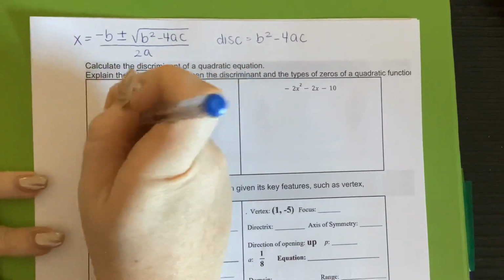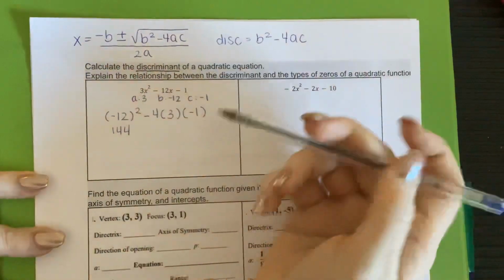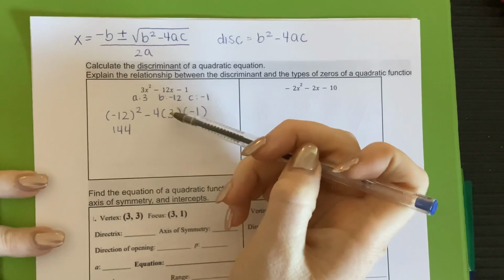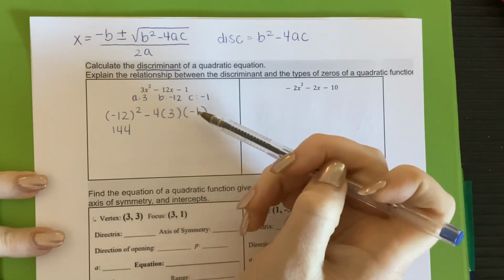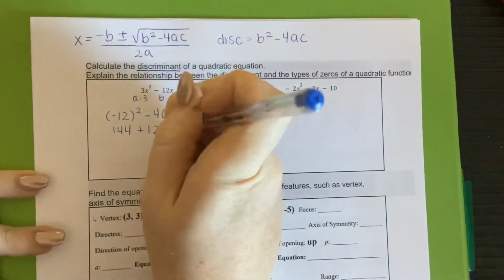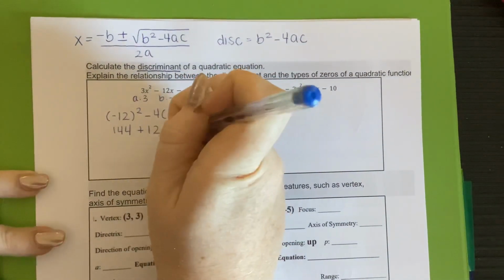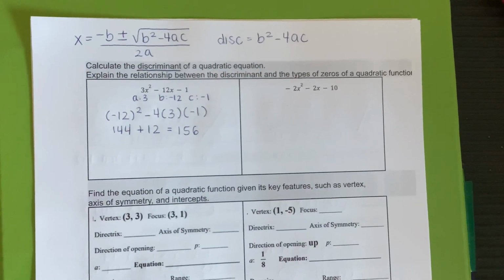Okay, negative 12 squared, that is 144. Negative 4 times positive 3 is negative 12. Times another negative 1 is going to give us plus 12. So this is ending up giving us 156 is your discriminant. Not the square root of 156, just 156. Okay?